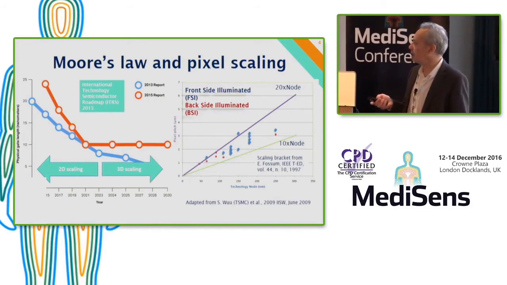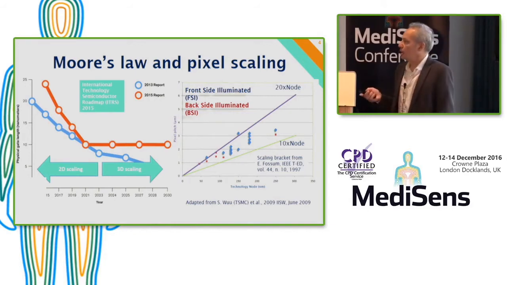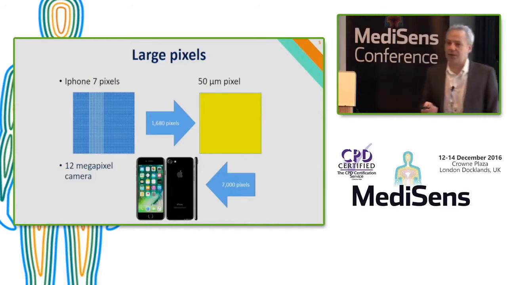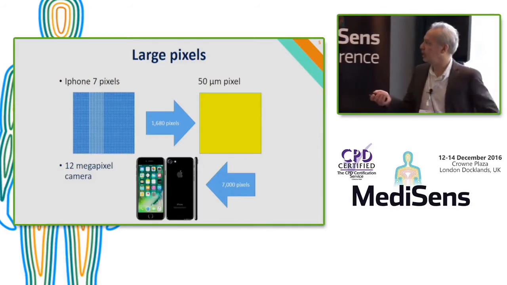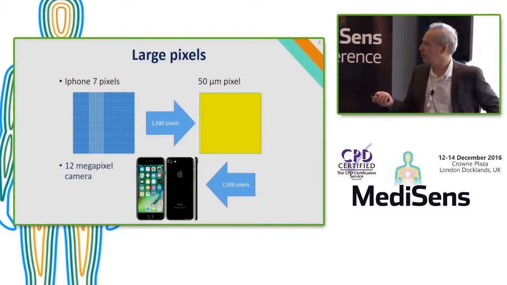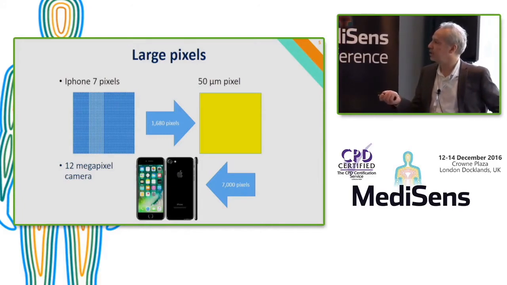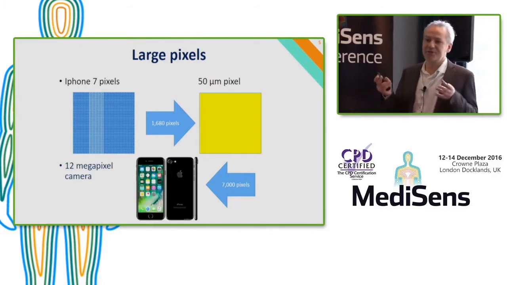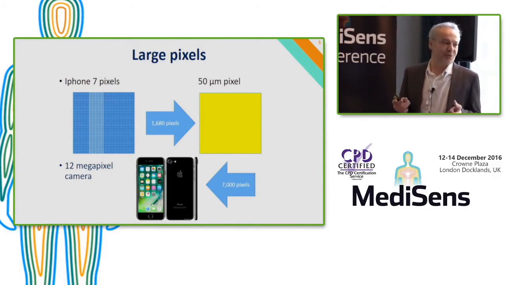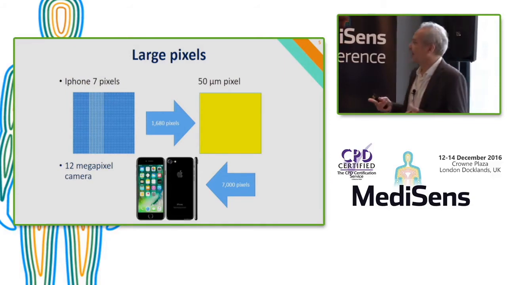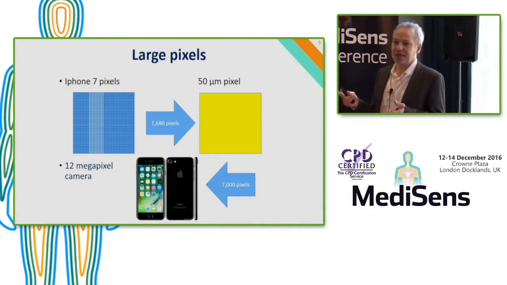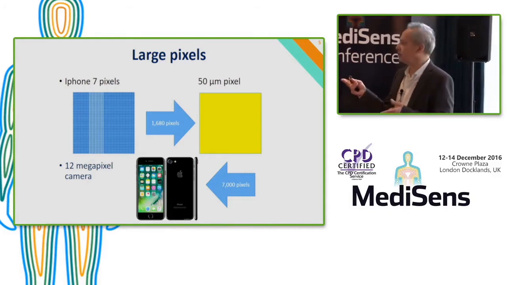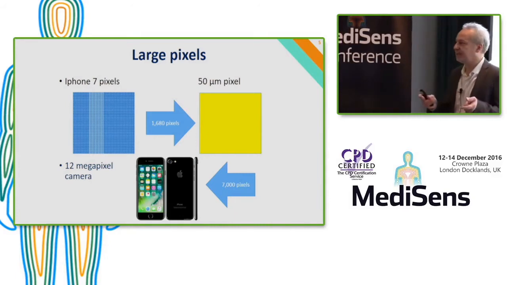So you can do very small pixels. The iPhone 7 is a 1.12 micron pixel, 1.2 micron pixel. And for X-ray imaging, for example, we have very large pixels. So you can put something like 1680 pixels in one 50 micron pixel, which in the X-ray imaging world is a small pixel. And how many pixels do you need to make an iPhone sensor? Only 7,000. So it's really a totally different world.